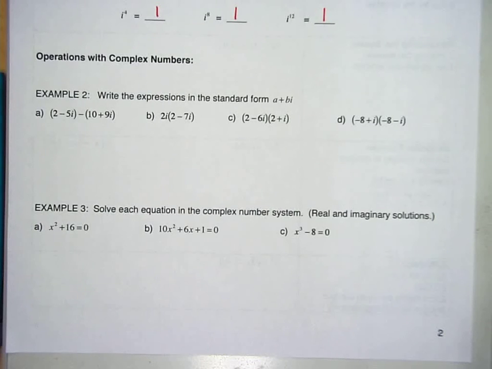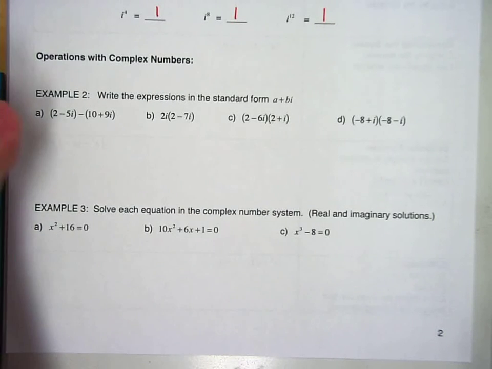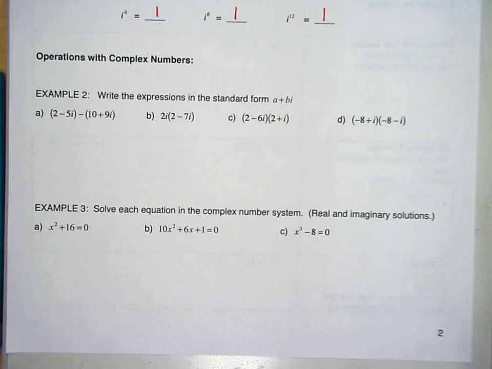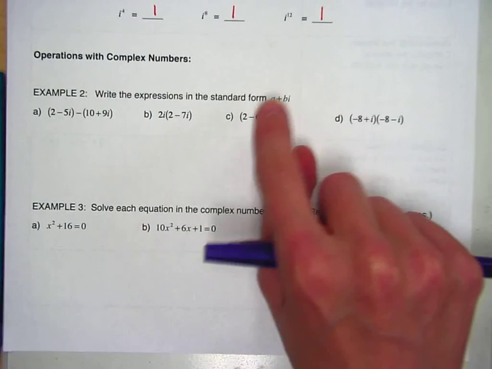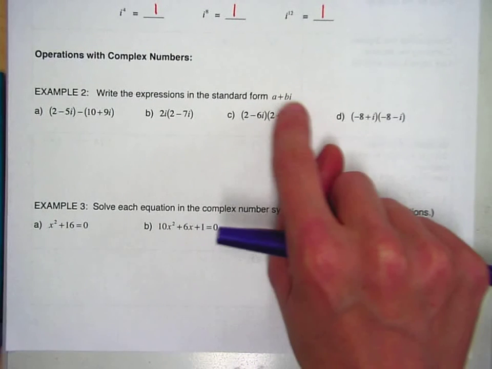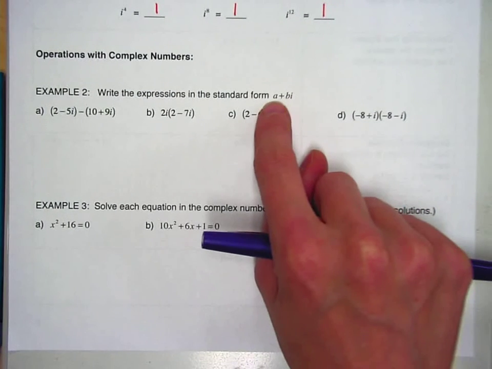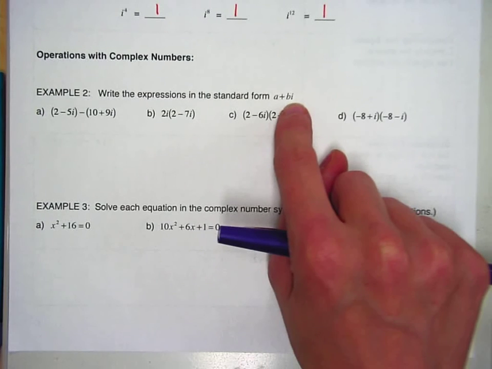Working with operations with complex numbers is very similar to treating i like x. So you're going to have your real part and your imaginary part, almost like a plus bx, and we can't combine the two parts because the a doesn't have the imaginary component.